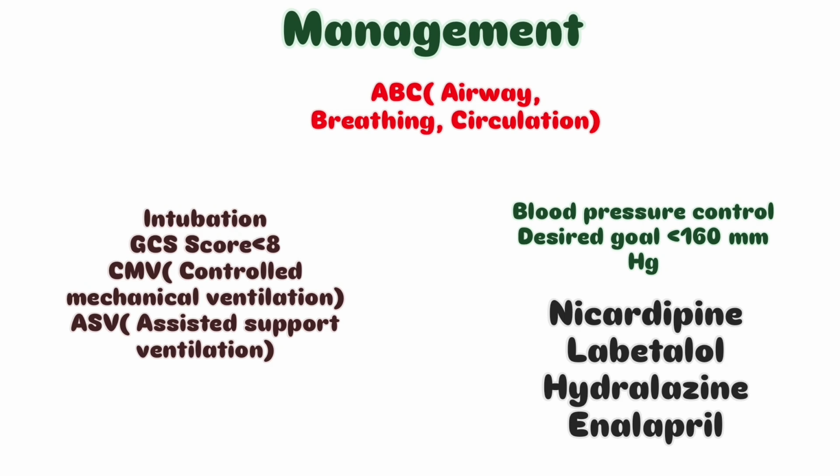Then blood pressure control, that is maintaining circulation, is also important. The desired goal should be less than 160 mm of Hg. We give nicardipine, that is a calcium channel blocker. It is basically a vasodilator. Then labetalol, alpha plus beta blocker. It will decrease the inotropic and the chronotropic effect and will also act as a vasodilator. Then hydralazine is a vasodilator. It will reduce the afterload.